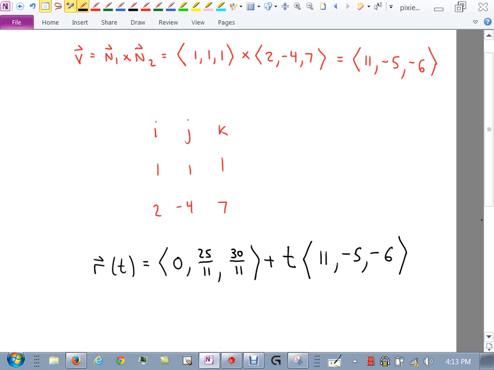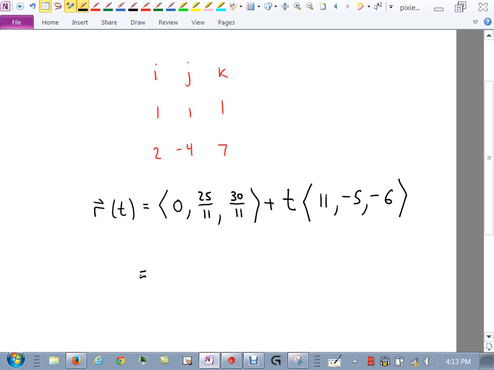And then we can put it all together, get 11t, 25 over 11, minus 5t, 30 over 11, minus 6t.